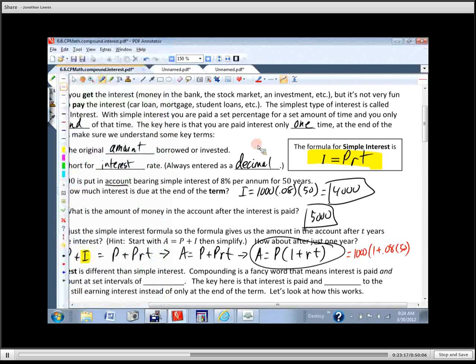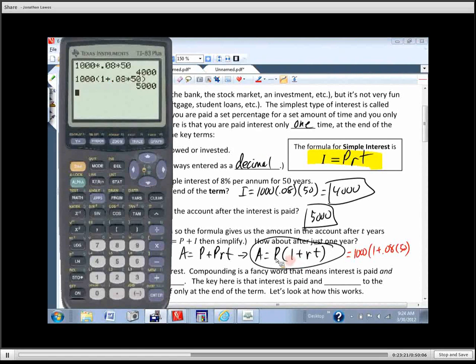Okay, I want to point out one quick thing. Why is that 1 there? What does that represent in this problem? That represents the original amount of money. What is 1 as a decimal? 1.00, right? What's 1 as a percent? 100%. It's 100%.